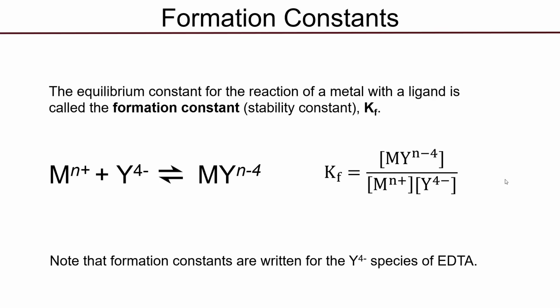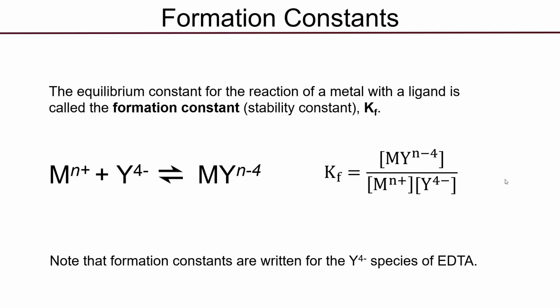But as we're going to show, one key plank in our platform here is how we go from EDTA generally to the specific species. In the denominator we have the concentration of the free metal ion and the deprotonated EDTA, Y4-. Note that formation constants are written for the Y4- species of EDTA, the fully deprotonated form which interacts most strongly with metals. So we would know how to use an equilibrium constant to calculate the amount of free metal that remains after complexation with EDTA.